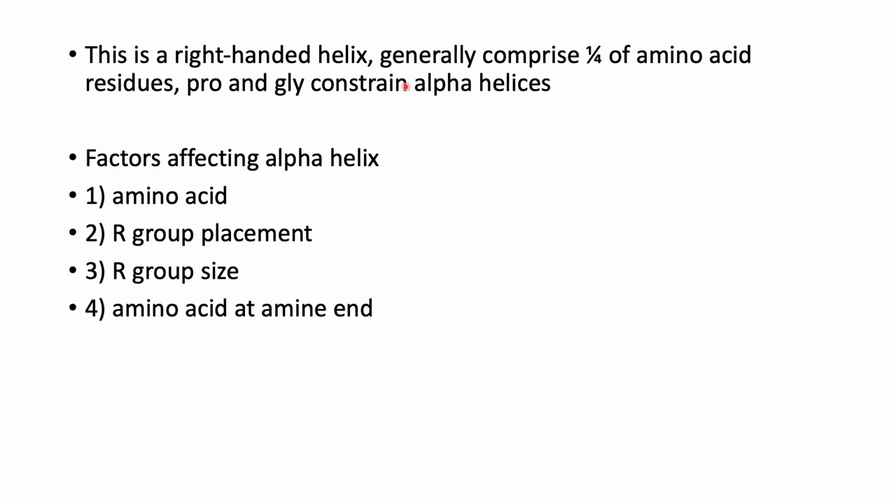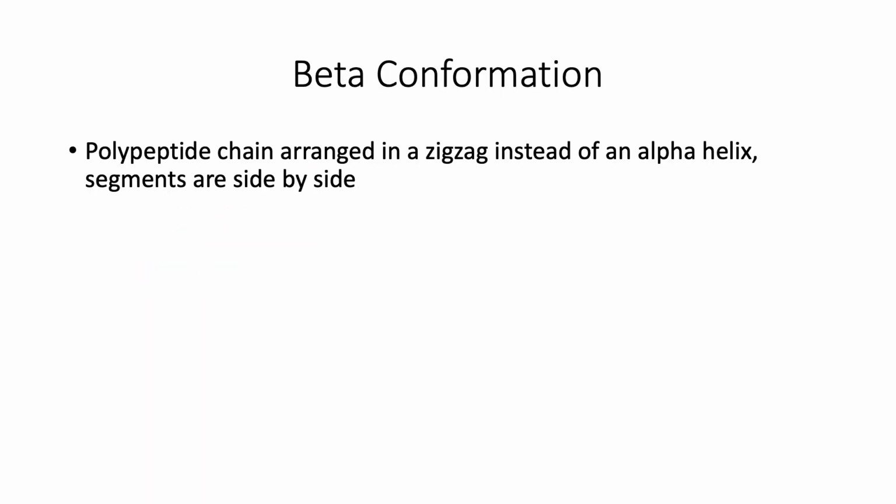So it's a right-handed helix comprising about 1/4 of the amino acid residues. The constrictions are by proline, which, as I showed, does not even have a peptide linkage. It basically freezes the alpha helix, binds it, and so it's non-rotational. And glycine is also a constraining amino acid, with the proton forming the R group. So the alpha helix is affected by the amino acid, predominantly R group placement, R group size, and the amino acid at the amine end. These are what drive the structure of the alpha helix.